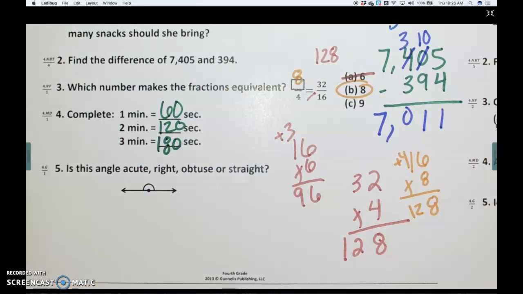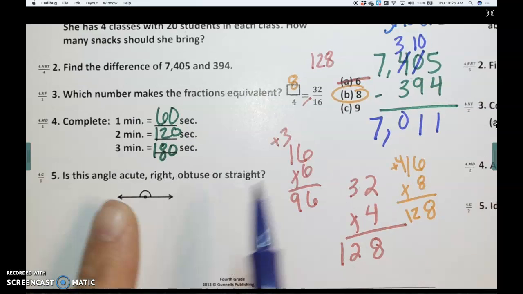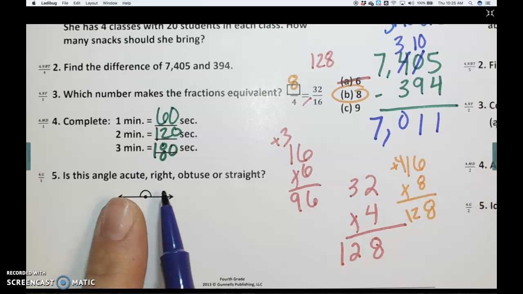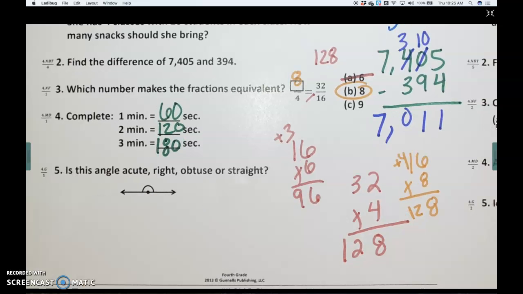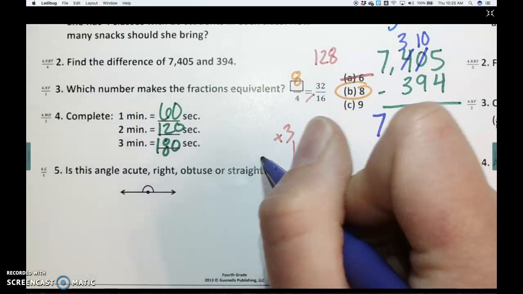Okay? And then your very last one says, is this angle acute, right, obtuse, or straight? So if it was acute, it would be less than 90. If it was right, it would be exactly 90. If it was obtuse, it would be past 90. But if it's this, totally flat, we call this a straight angle.